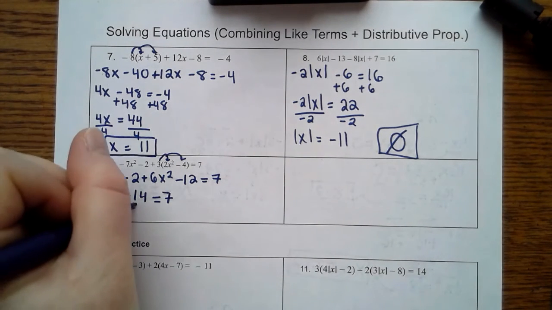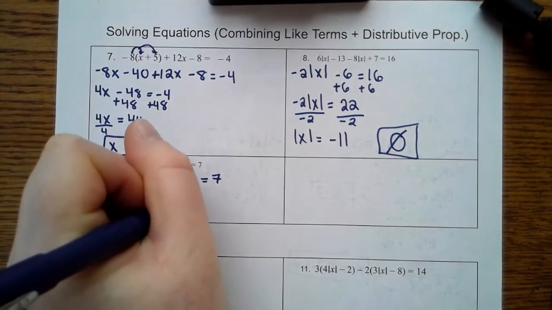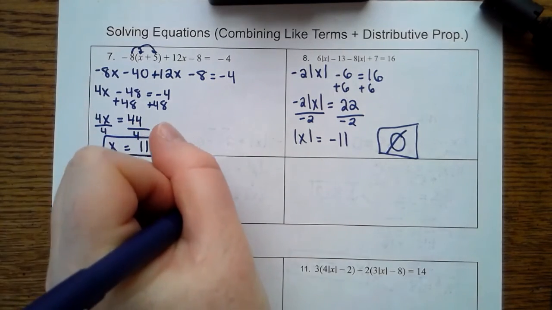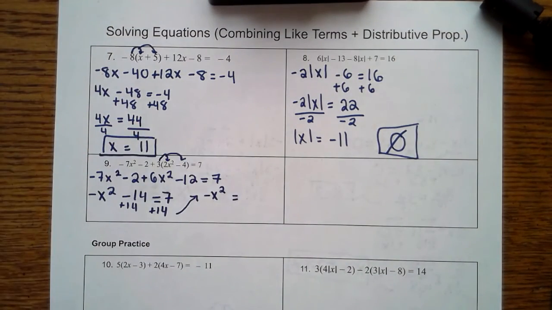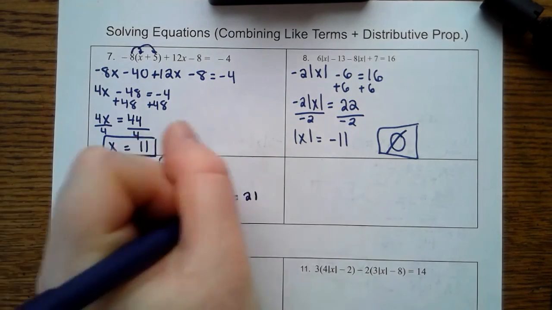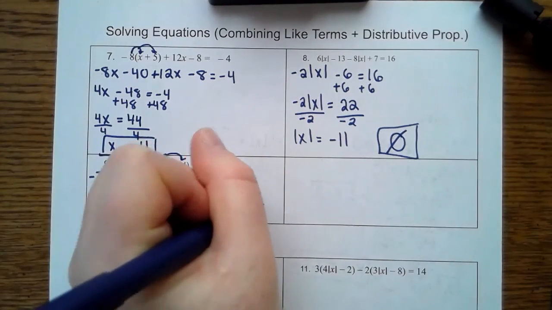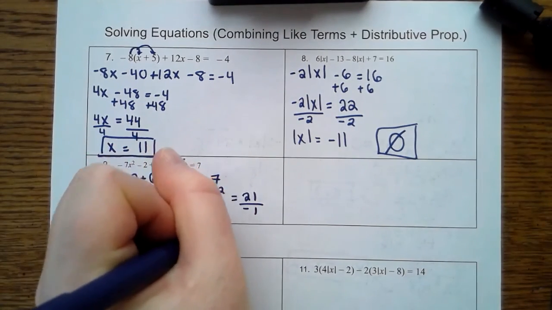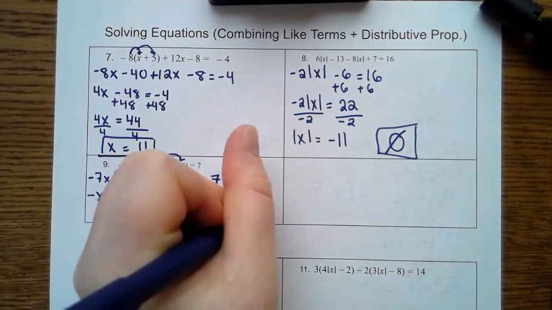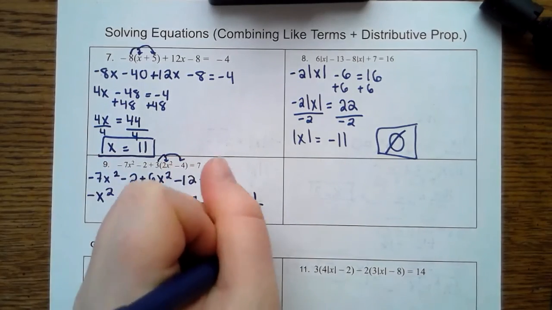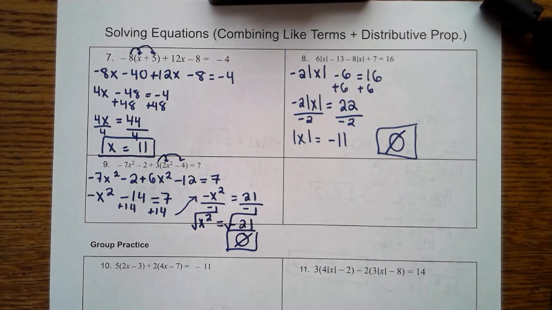Add 14. I'll finish my work up here. I get negative x squared equals 21. I want to get rid of that negative, so I divide by negative 1. X squared equals negative 21. Go to square root. Can't do it. No solution. Can never square root a negative. Or when you square root a negative in Algebra 1, it gets you no solution. In Algebra 2, you will learn about complex numbers, in I, in imaginary numbers.